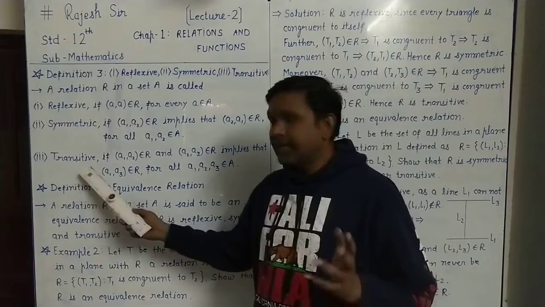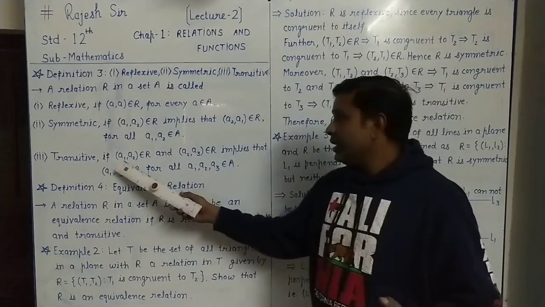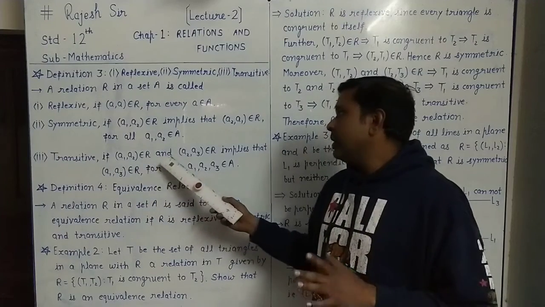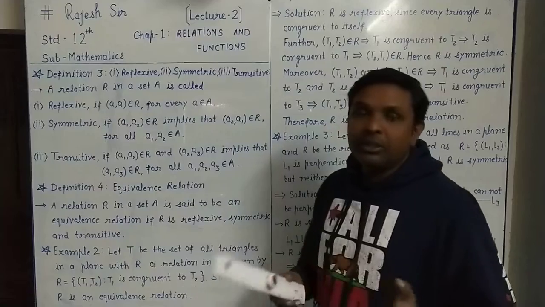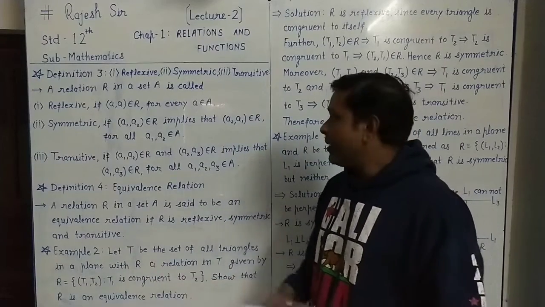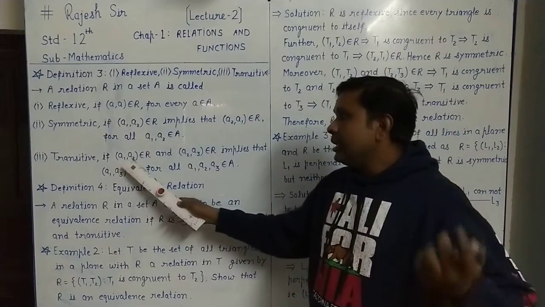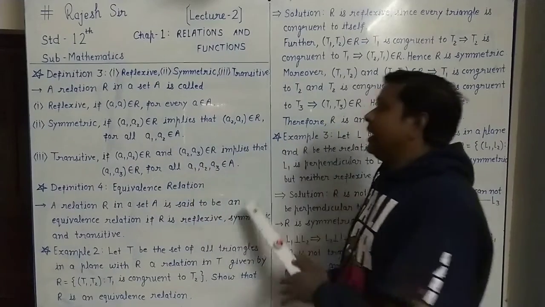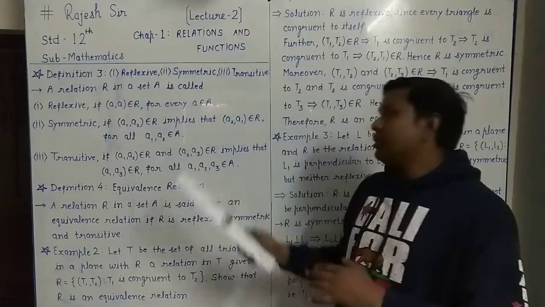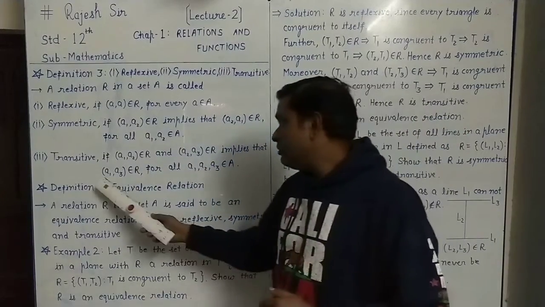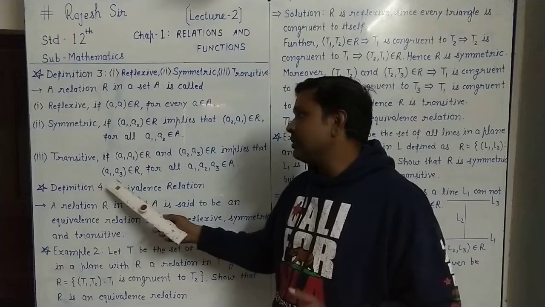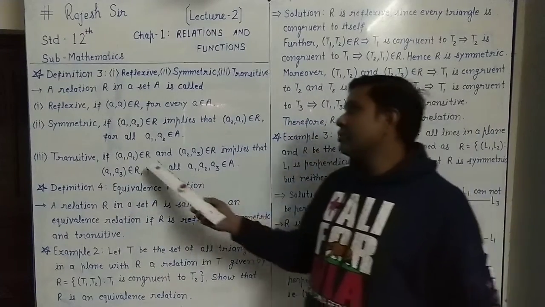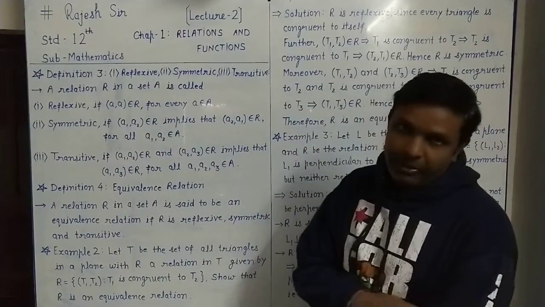For the relation to be transitive, if a1 is related to a2, that means (a1, a2) belongs to R, and (a2, a3) belongs to R, that means a2 is related to a3. What do you understand? a1 related to a2 and a2 related to a3 implies that a1 is related to a3 also, that is, (a1, a3) belongs to R, for all a1, a2, a3 belonging to A. Then this relation is called transitive, right?